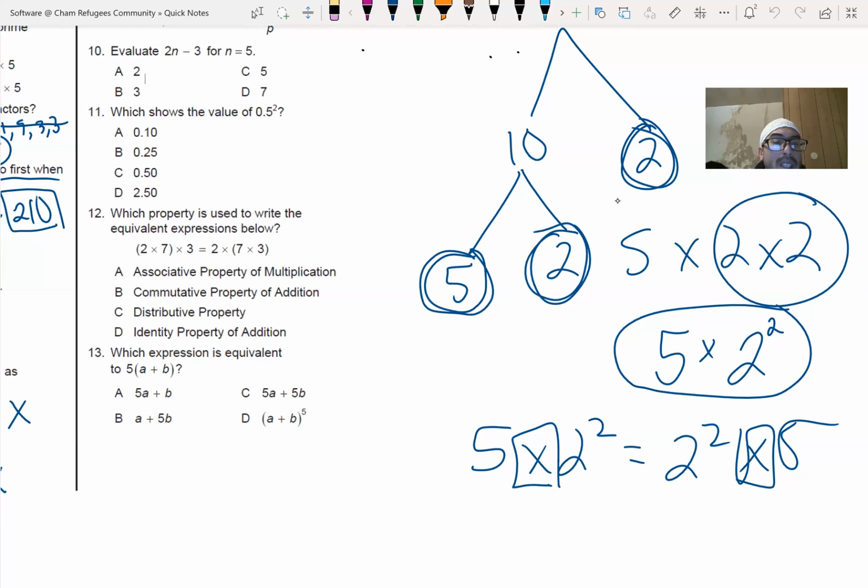Okay. And then the last one says, which expression is equivalent? I'll just tell you what you're supposed to do. You're supposed to use the distributive property. Again, these are all the problems that are due on 3/17 at 7 p.m.